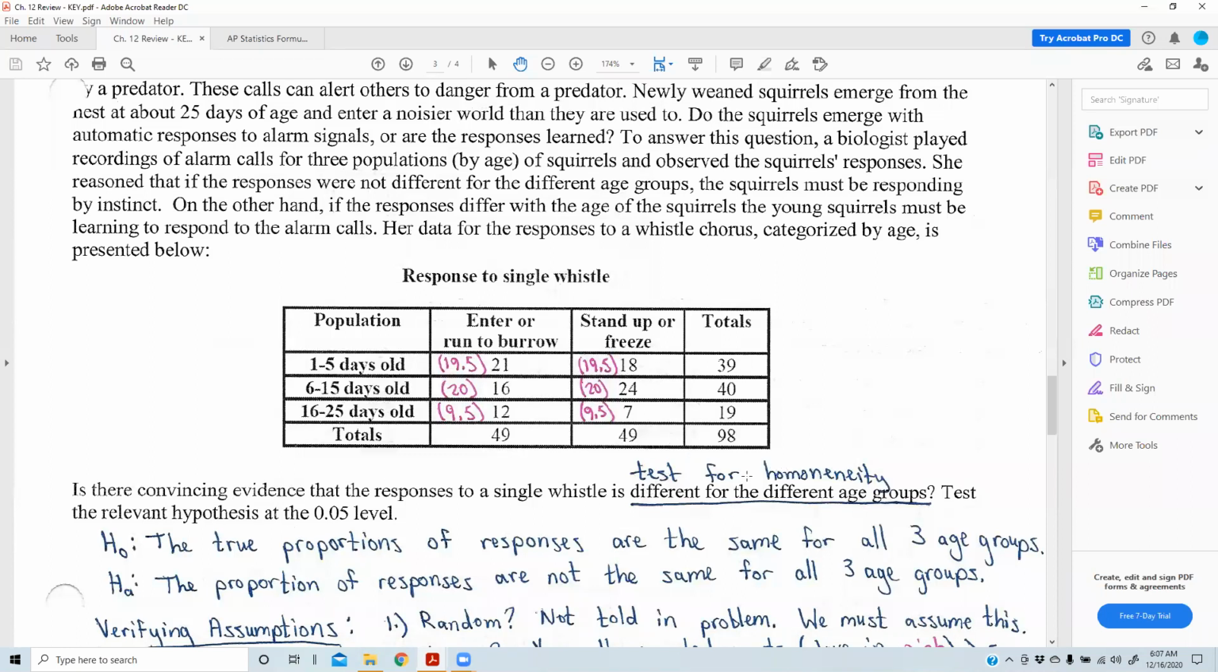I totally just misspelled that. Wow. Okay, anyways, this is a test for homogeneity.